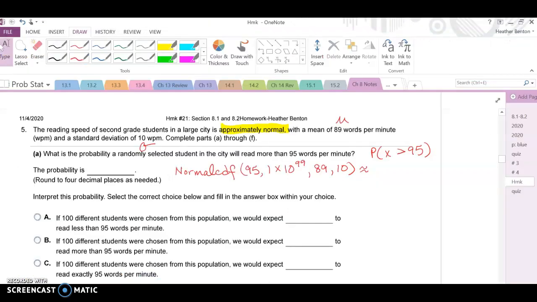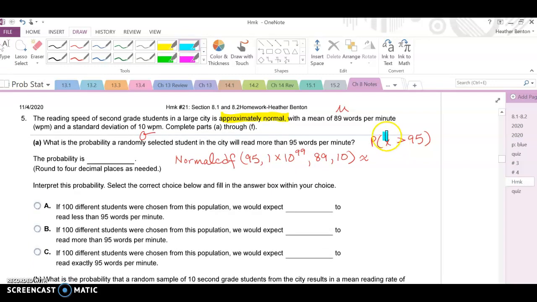Okay, so here we are on problem 5 on homework number 21, and we've got the reading speed of second graders is approximately normal with mean 89, that's our population mean, and standard deviation of 10 words per minute, WPM. So what is the probability that we will read more than 95 words per minute? So that's the probability that X is greater than 95.